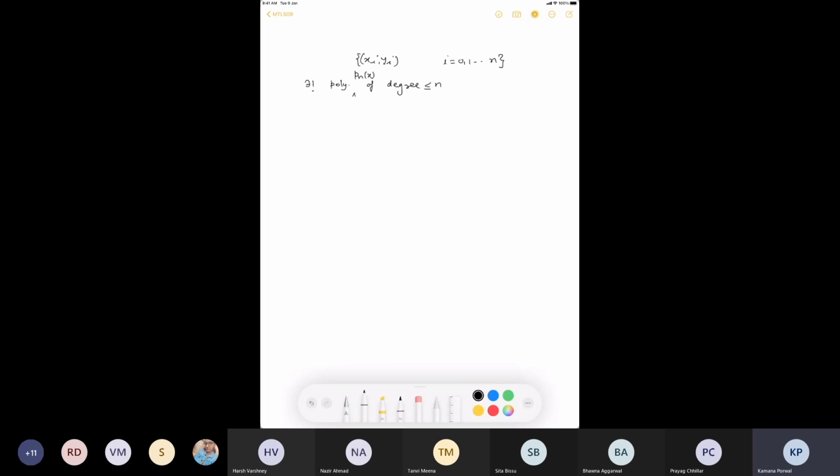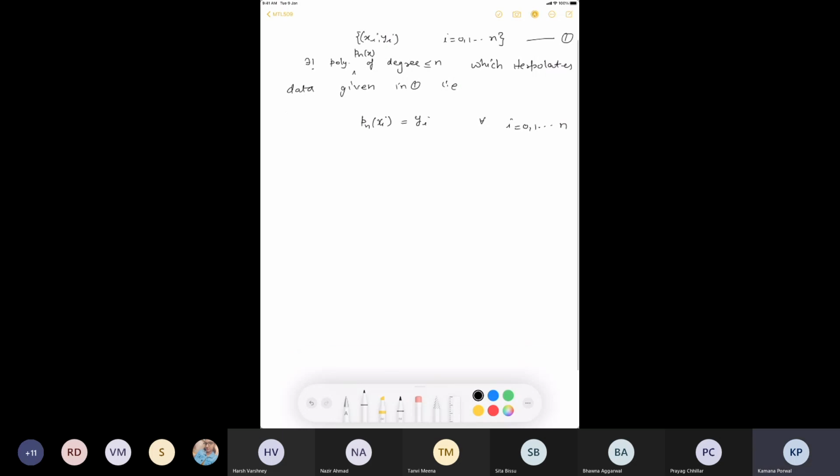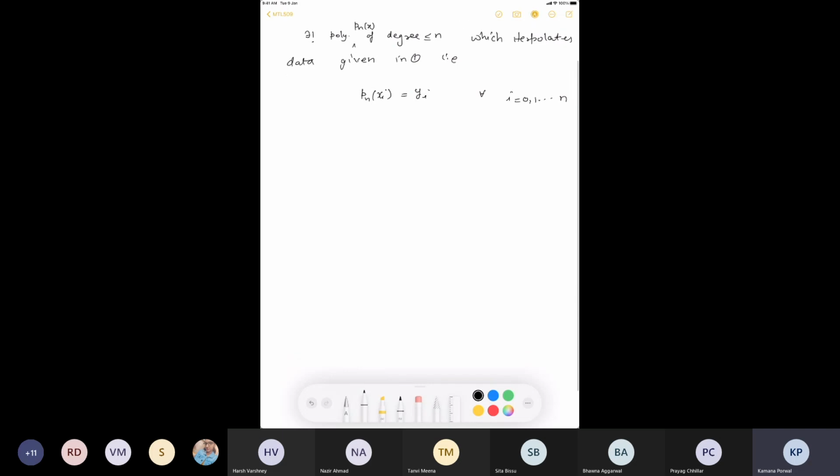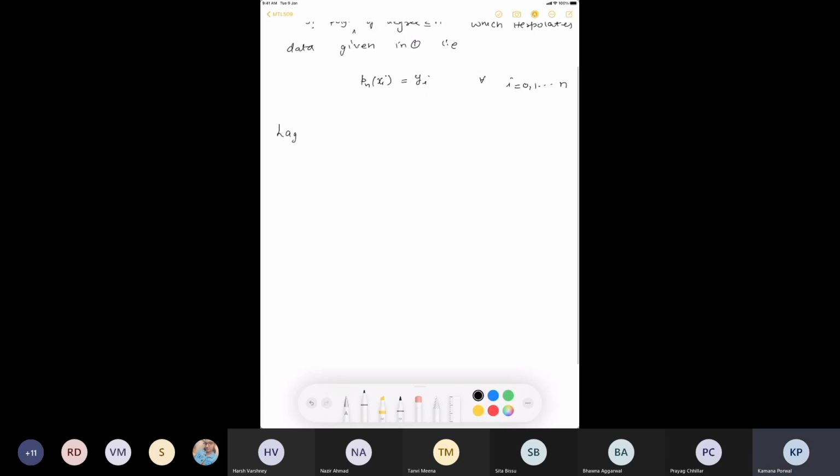So n is denoting the degree, which interpolates this data. That is, we have that Pn at xi will be equal to yi for all i equal to 0, 1 up to n, right? In fact, we found the explicit form of the polynomial also, right? We saw the Lagrange form of the interpolation. So this is the Lagrange interpolation.